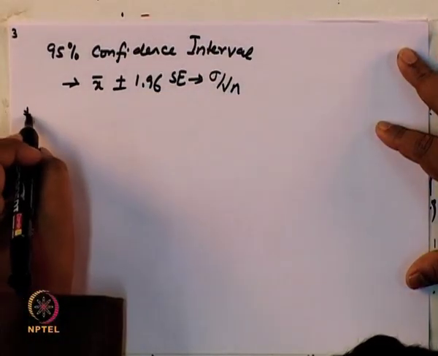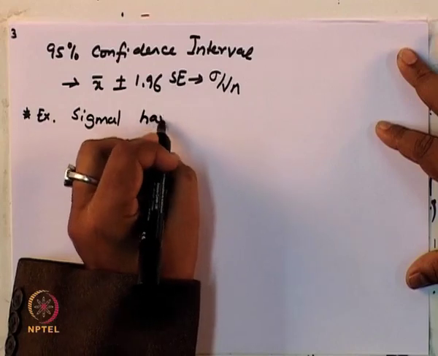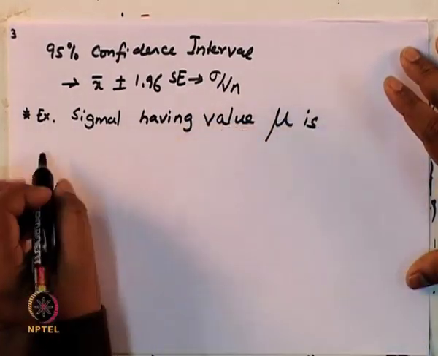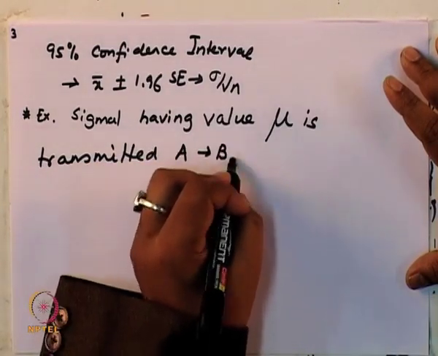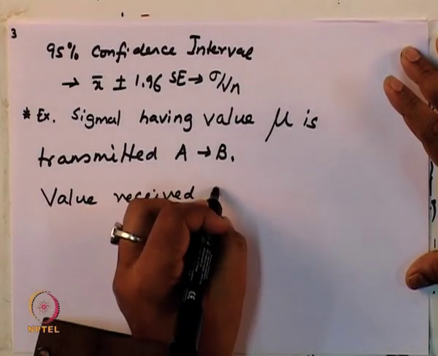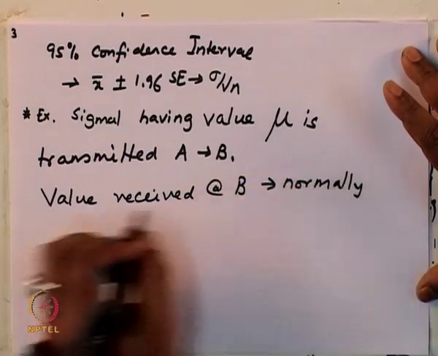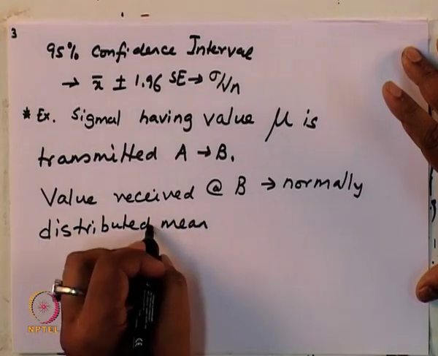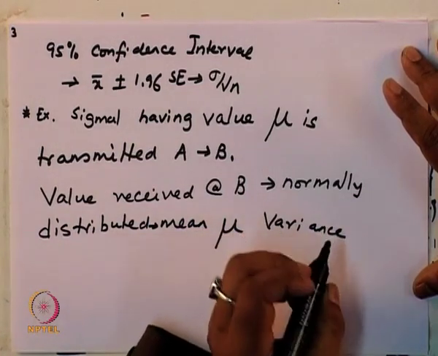So, let us take an example. Imagine a signal having value mu is transmitted from A to B, and the value received at B is normally distributed with mean mu and variance of 4.